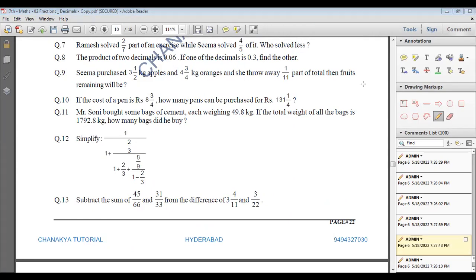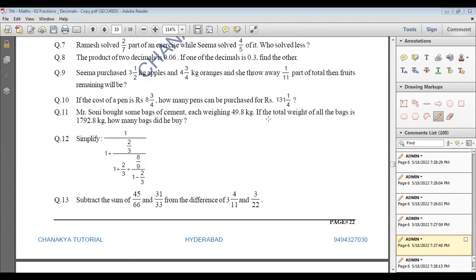Ma'am, what is this question? 1 by 2, 1 by 2 by 3, 1 plus, plus 1 by 8 by 9, plus 1 by 3. Oh my God. I didn't even understand what to do, ma'am.